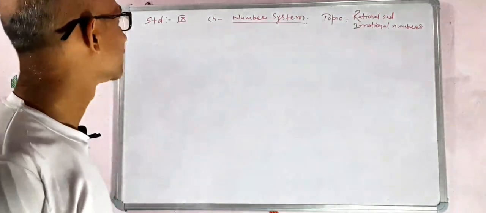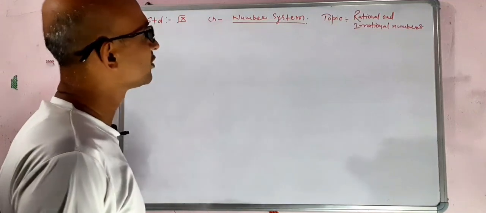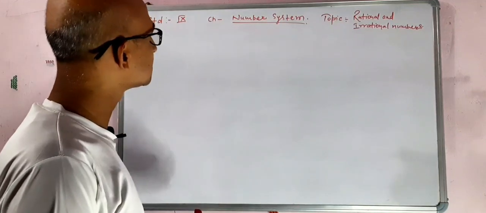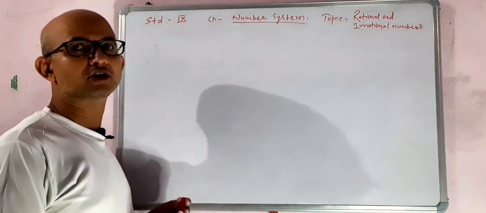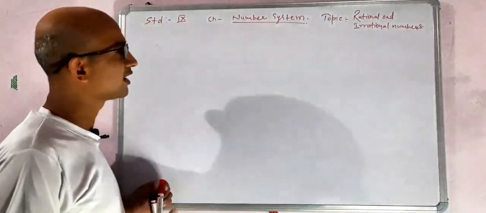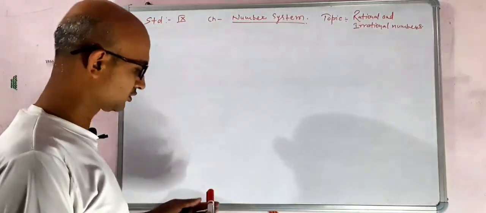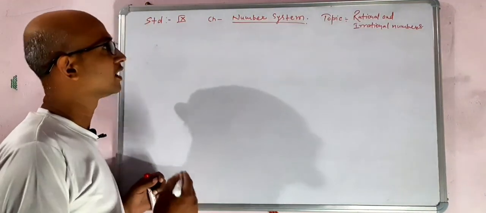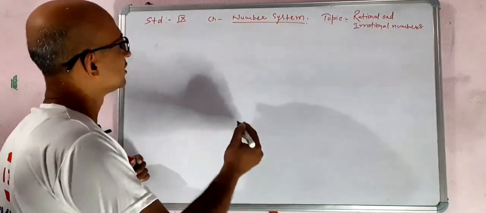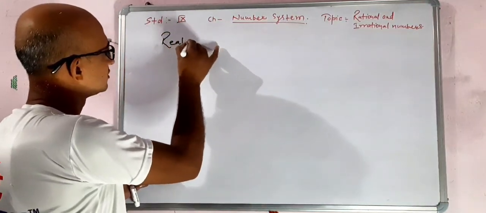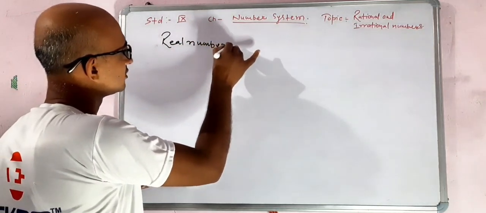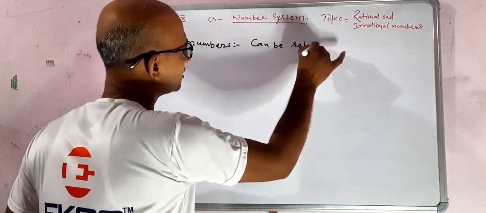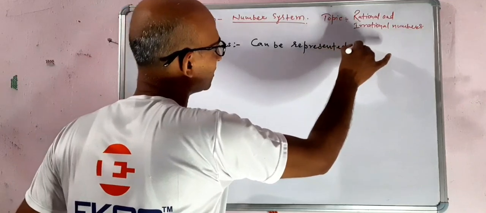Let us start. Dear students, in number system we learn to express numbers, and numbers are very important in our daily life. We cannot imagine our life without numbers. And the numbers that we use in our daily life are real numbers. Real numbers are those numbers that can be expressed or represented on the number line.